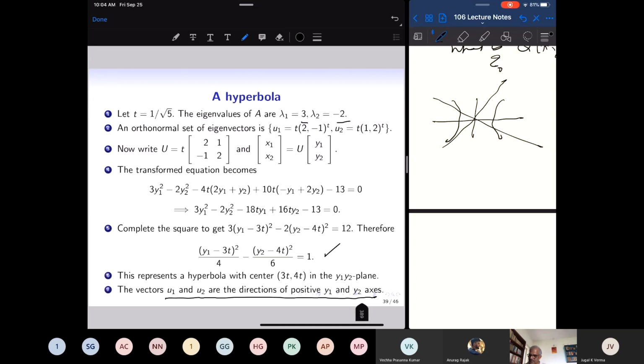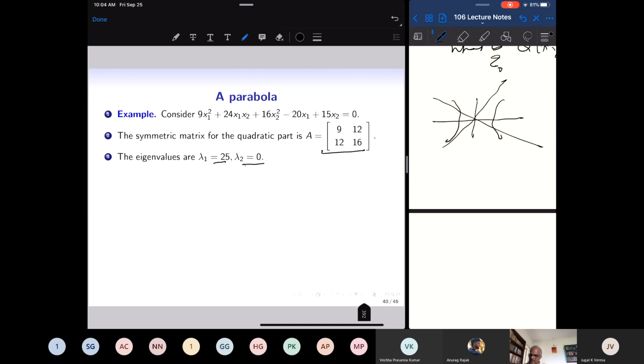Okay, so that's the case I am considering. In this case, lambda 1 is 25 and lambda 2 equal to 0. So there will not be any y2 square term there, because lambda 2 was the coefficient of y2 square. There is no y2 square. There is just y1 square, and then there is y1 and there is y2, etc. So that equation will represent a parabola.